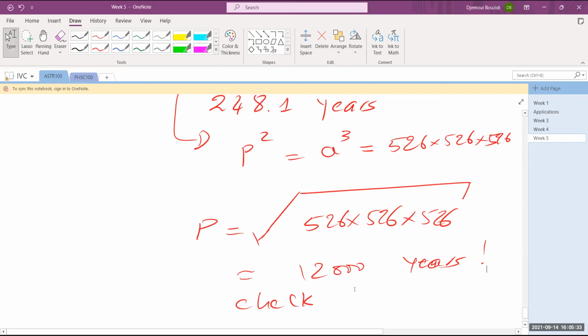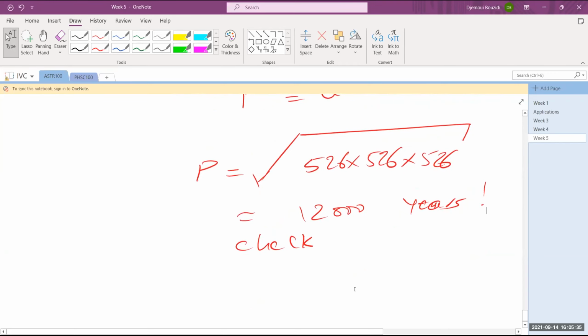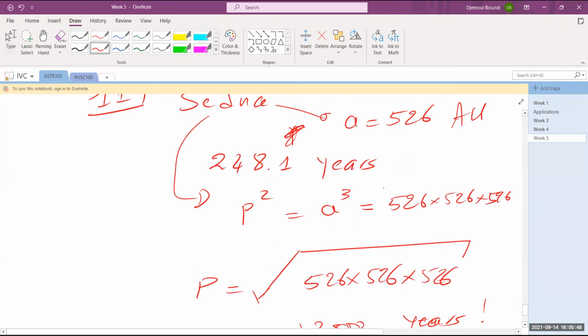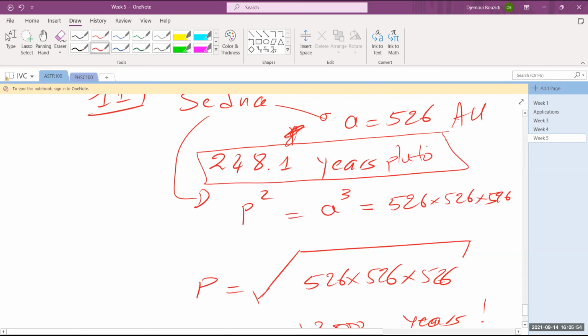That's interesting. I don't know. You need to check this one. I'm just putting a number in there based on my estimates. So you need to do this on your calculator and check it. Of course, it's much, much bigger than that of Pluto. This is for Pluto, by the way, 248 years. That's because it's further away.